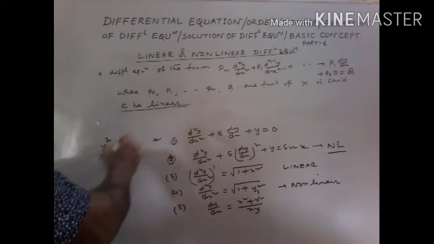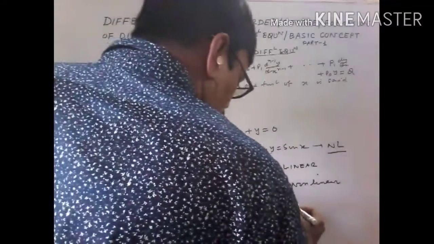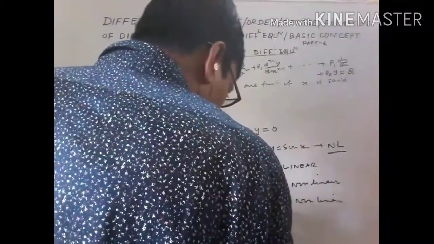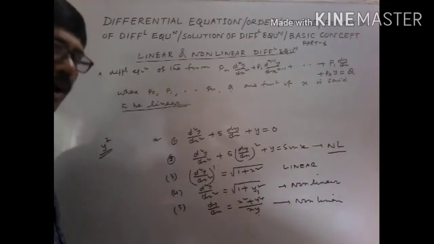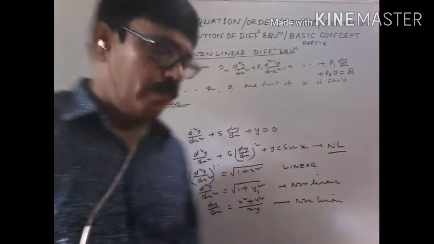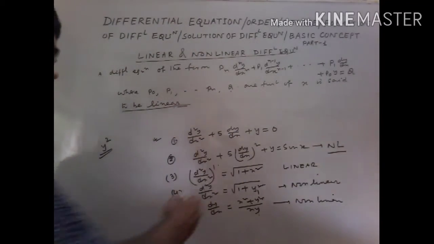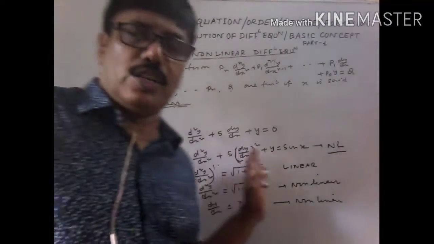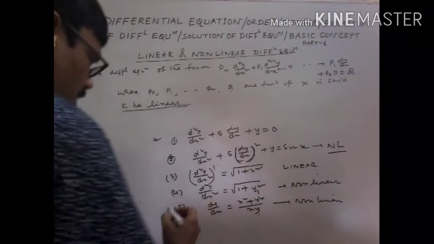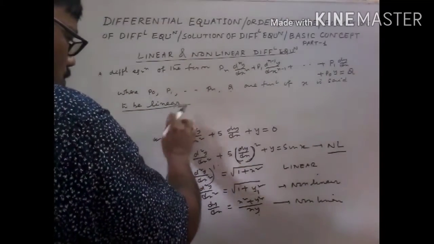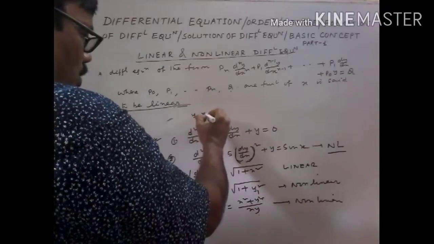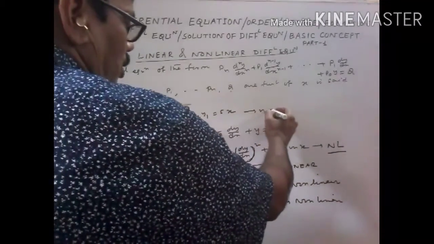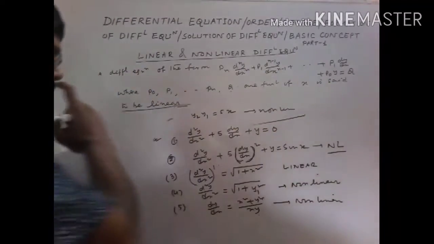If the power of the dependent variable is more than 1, it is non-linear. This is non-linear because the power is 2 here. If the degree of any kind of derivative is more than 1, it is non-linear. If derivatives are given in product form, suppose y2 into y1 equals 5x, this is also non-linear.